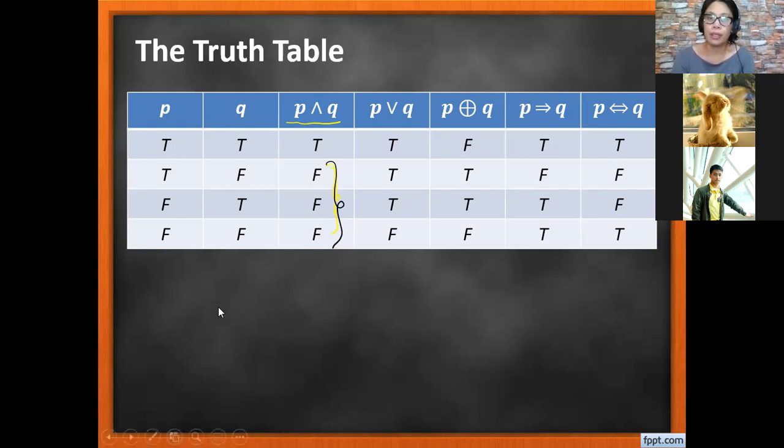Okay. Now, another connective is the disjunction or. Okay, there's a chat here. Noted, noted. So P or Q. This one is the notation for the connective or.